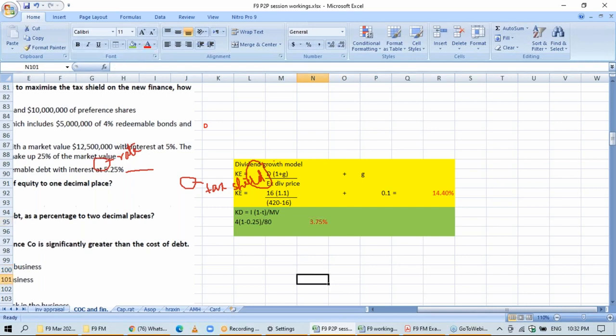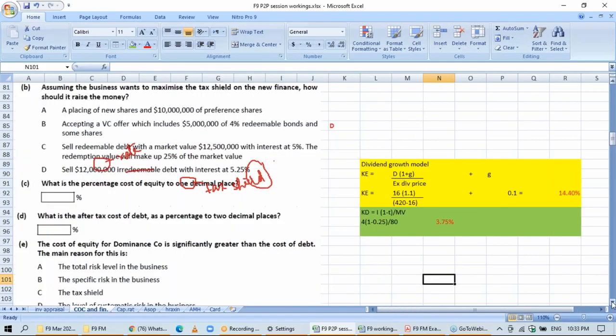So you have to remember this formula now. Whenever there is a borrowing instrument which is irredeemable, you will use this formula: interest rate multiplied by 1 minus tax rate, and divide by the market value. This gives the cost of debt.